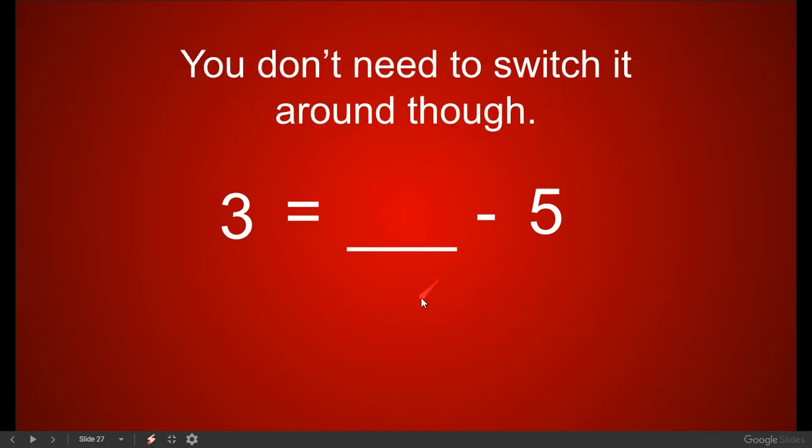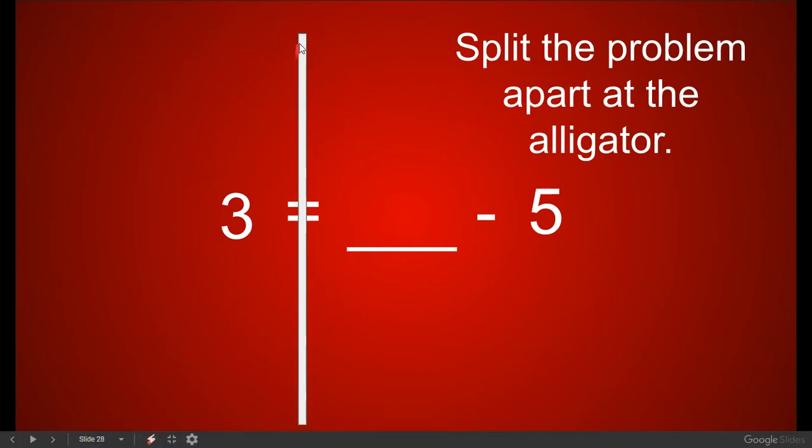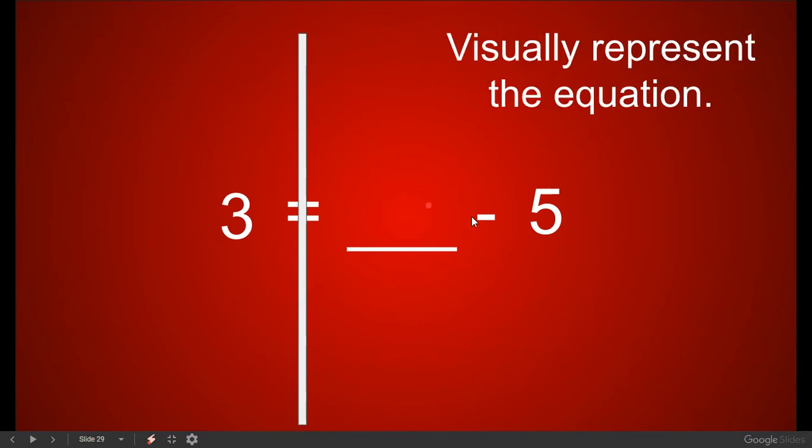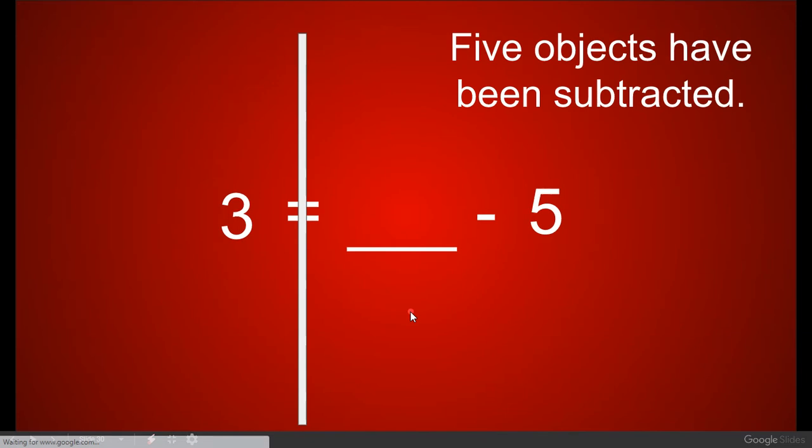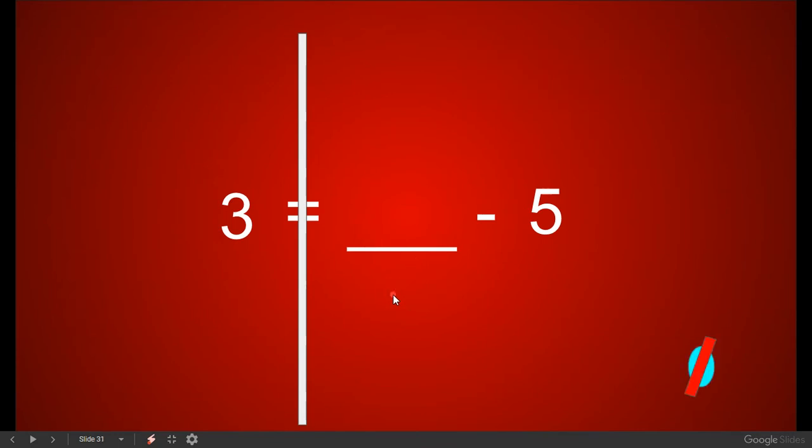So the first thing you need to do is split the problem apart at the alligator. So I draw a line down through the middle, and I have this side over here, and I have this side over here. Both sides are going to need to equal 3. At this point, I do the same thing I did before. I visually represent the problem. I know that 5 objects have been subtracted from this number. So I show that there's 1, 2, 3, 4, 5 things that have been subtracted. And I know that after those 5 things were subtracted, there's still 3 that remain.